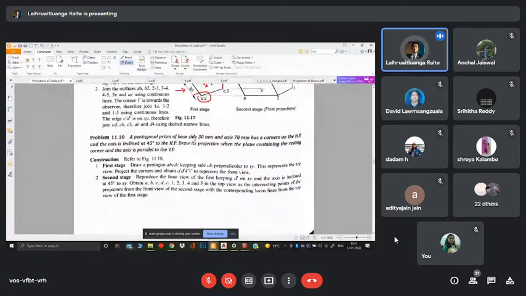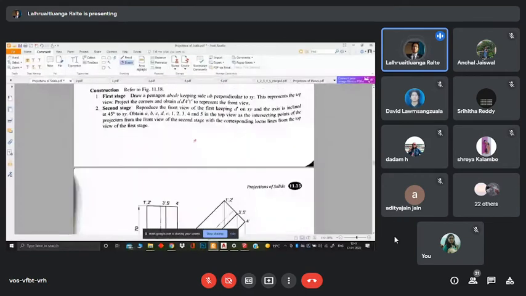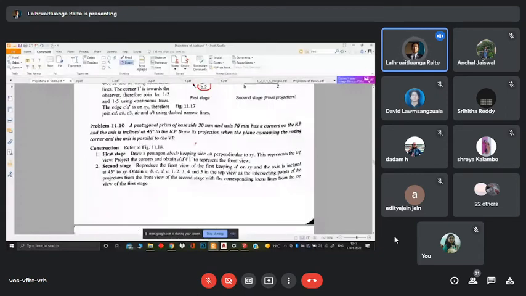So we have a pentagonal prism again of base side 30 mm and axis 70 mm, which has a corner, now instead of an edge of the base, it has a corner on the horizontal plane. And the axis is inclined at 45 degrees to the horizontal plane, same condition. Draw its projections when the plane containing the resting corner and the axis is parallel to the VP.